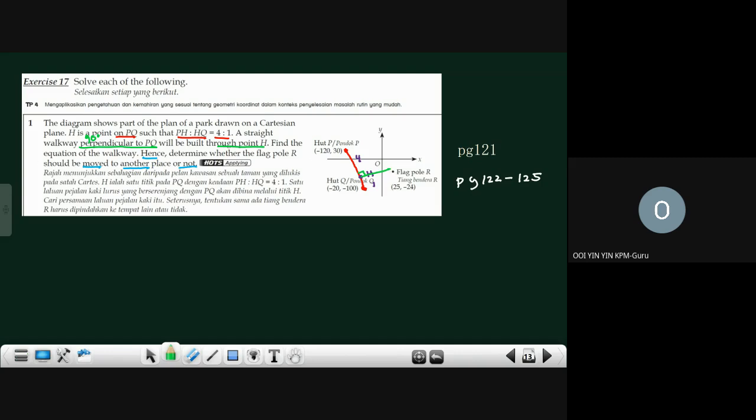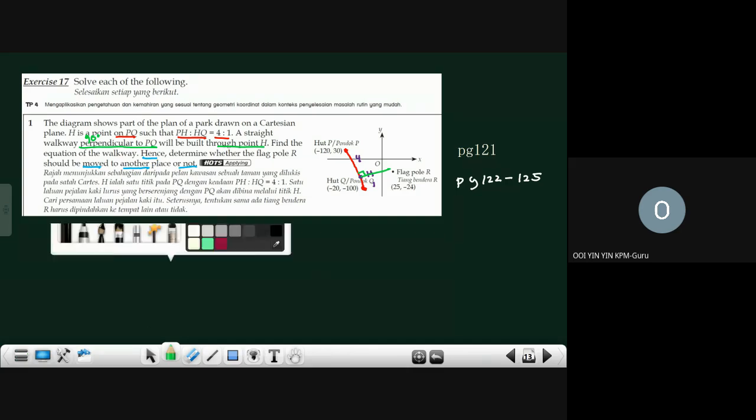So the question asks whether we have to move it or not. Why do we have to move the flagpole? Only if it obstructs the walkway. When it becomes a hindrance to your walkway, it blocks your walkway, then only you need to remove it, right? So after we get the equation, we want to know whether this R is on your walkway or not. If it's on your walkway, you need to move it. If it's not on your walkway, leave it. That means no need to move.